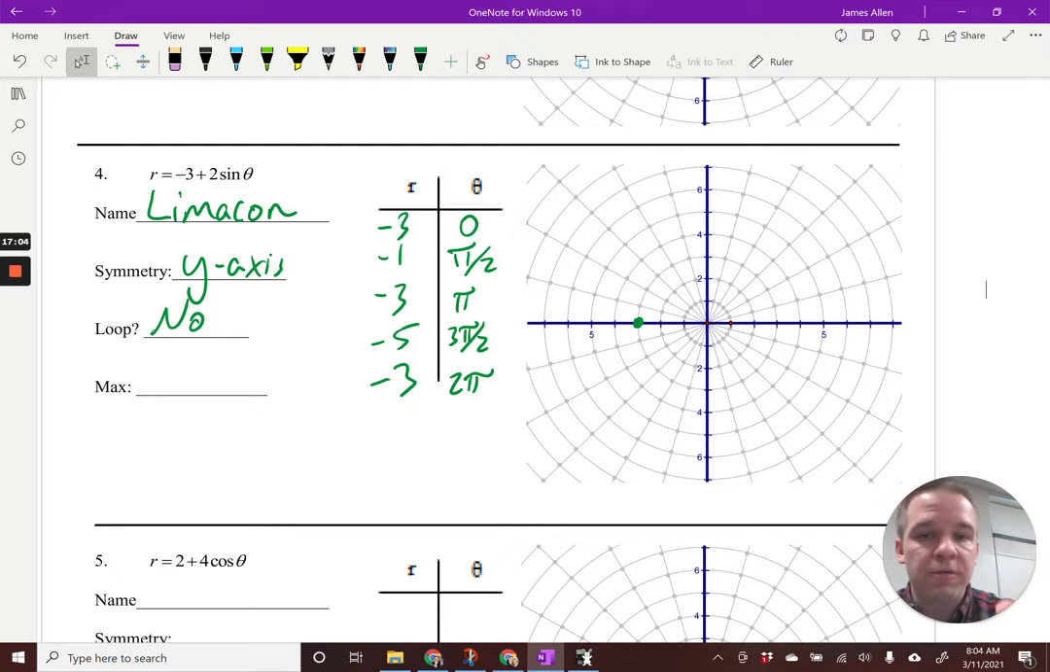Let's continue. At pi over 2, we're at -1, so we're reflecting over the pole down here. At pi, we're at -3, so we reflect back over to here. Then at 3 pi over 2, which would be down in this area, because it's -5 we have to reflect back up to here. And then we're back at home base at 2 pi. So we said there's no loop on this one, and here's what we got.